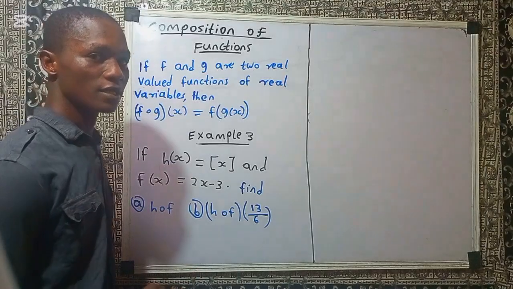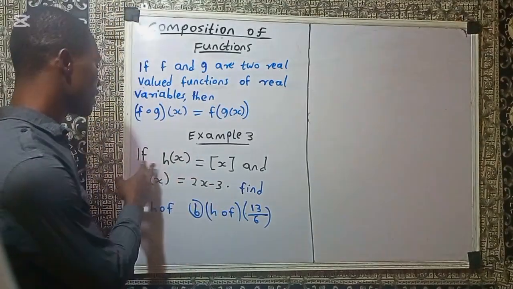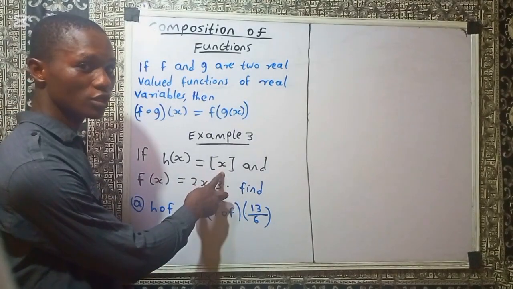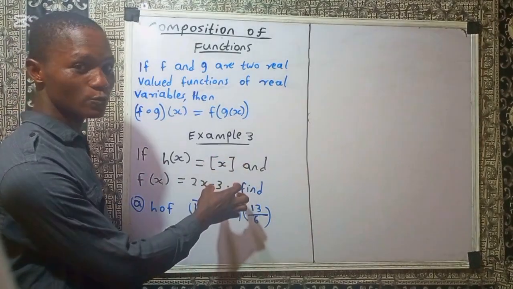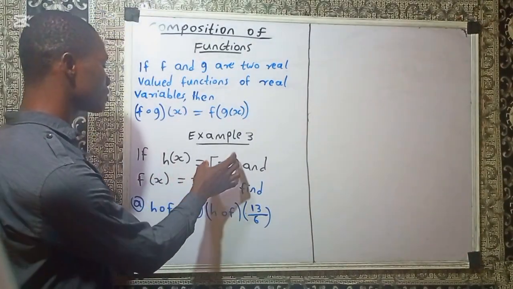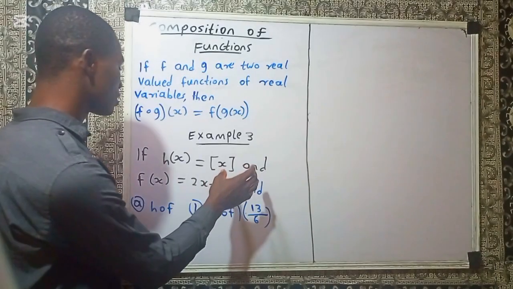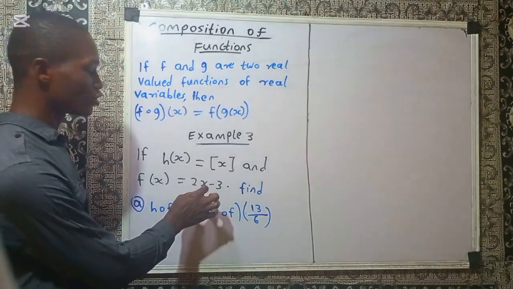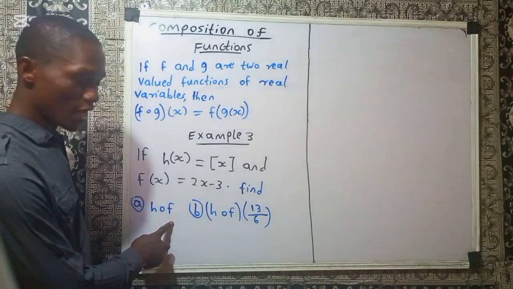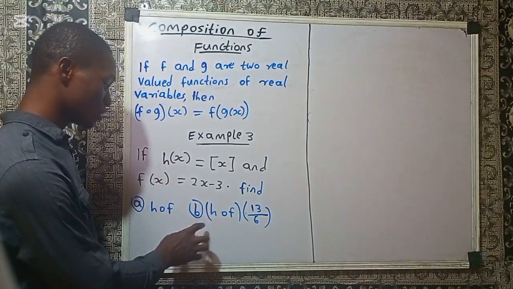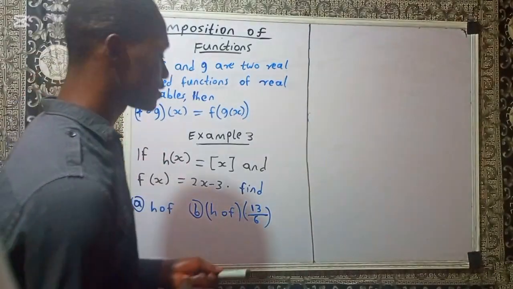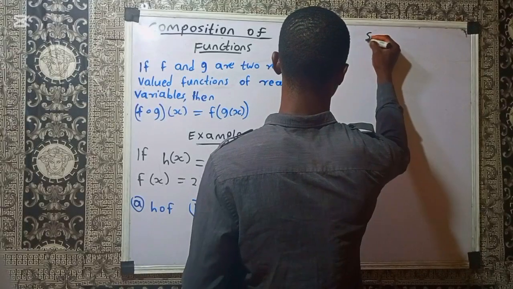So let's look at this third example. If h of x is this greatest integer function, you can see this that looks like a square bracket. So this is the symbol for greatest integer function. So h of x is the greatest integer function, and f of x is the polynomial function, which is 2x minus 3. We want to find h composition f, and the second question is h composition f when x is 13/6. So let's go to the first question.